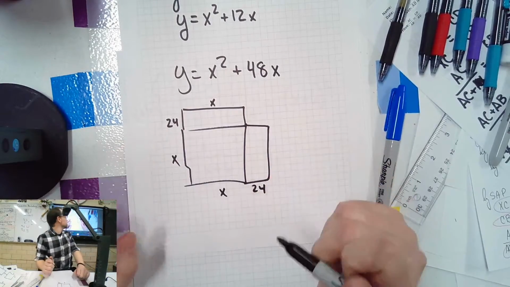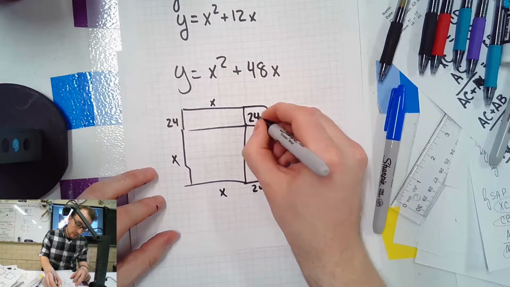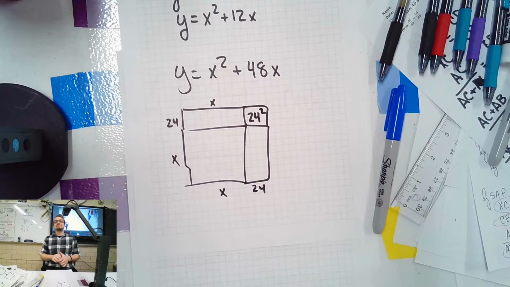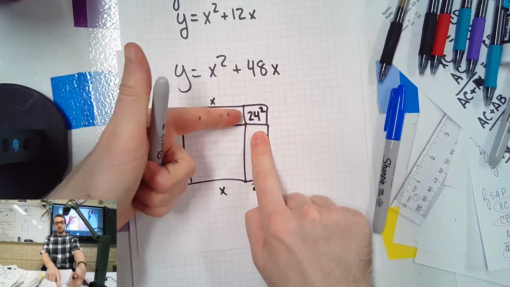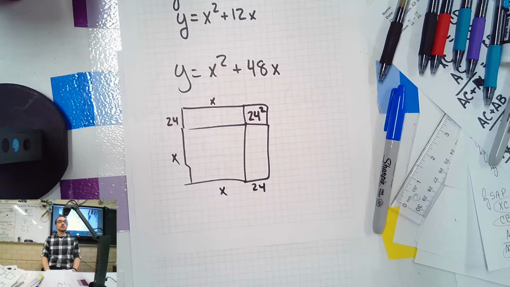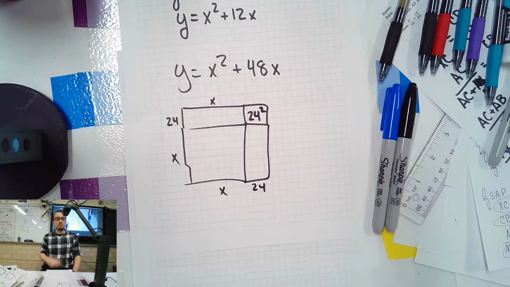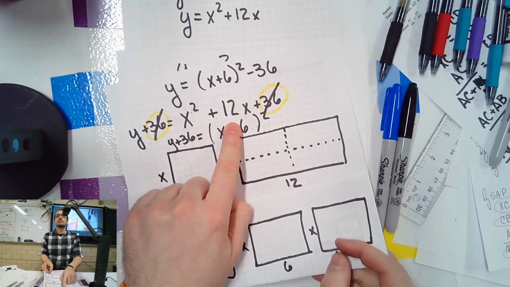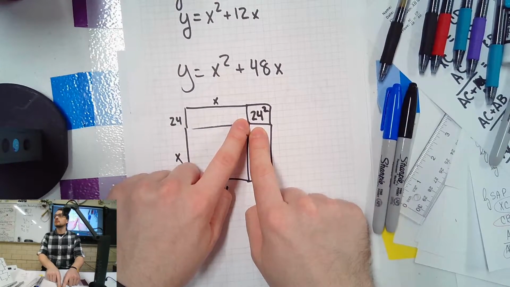How big will the missing piece be? 24 squared. Right? They're both 24. That's a 24 side, that's a 24 side, so 24 times 24 is 24 squared. So the algorithm, right? You're not going to bust out a square every single time. Cut that in half and square it. That's what we're going to add on.